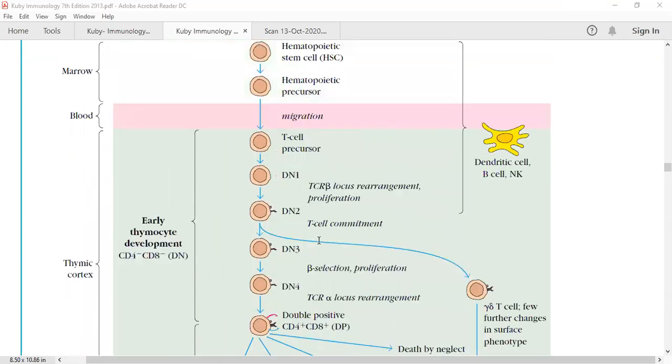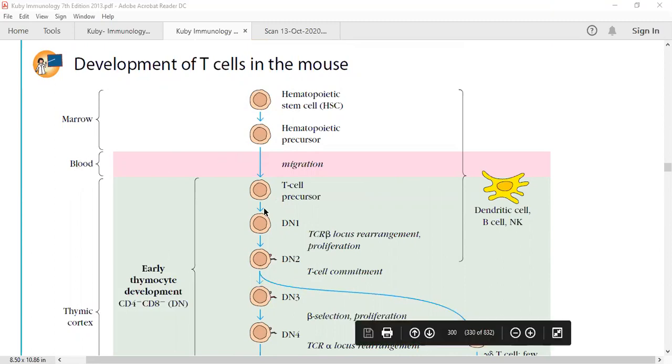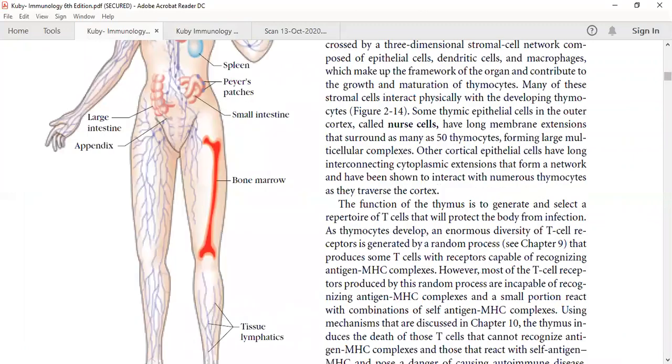So, first of all, in the bone marrow, these hematopoietic precursors, the T cell precursor or lymphoid progenitor cells, are produced in the bone marrow. Then these progenitor cells will move through the blood into the thymus, which is a primary lymphoid organ. If you are not able to understand, I will lead you to the same diagram.